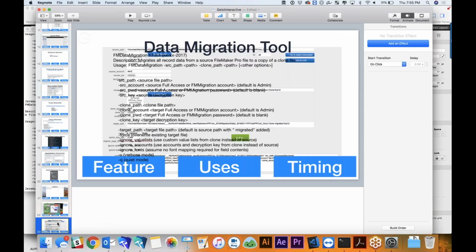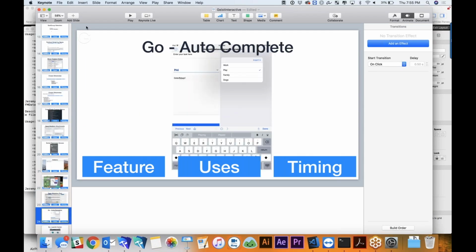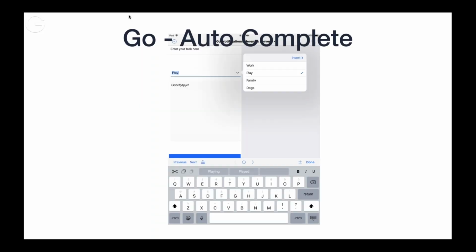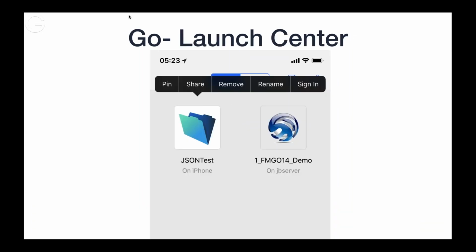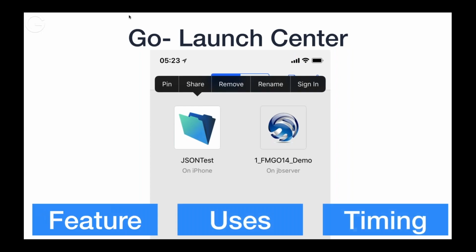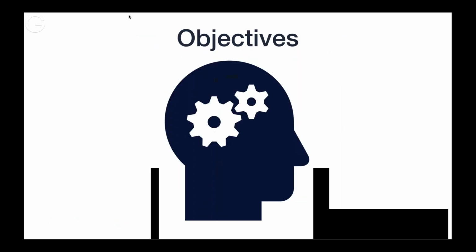All right, I don't know if there's any more data migration. Just a couple Go things. Autocomplete is available now when a field is attached to a value list, but that's kind of normal. Launch Center, we can now tap and hold, and we have a couple options. We can even rename files. Still nothing extra with the hosts.